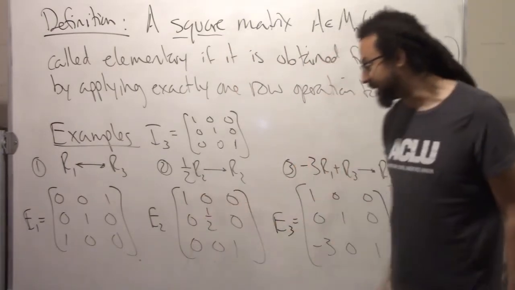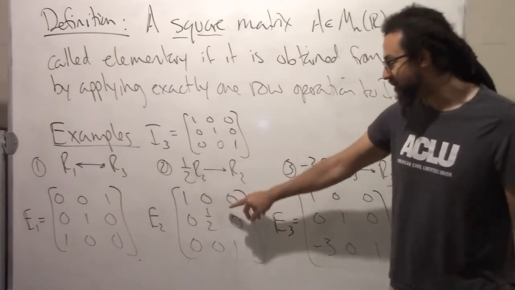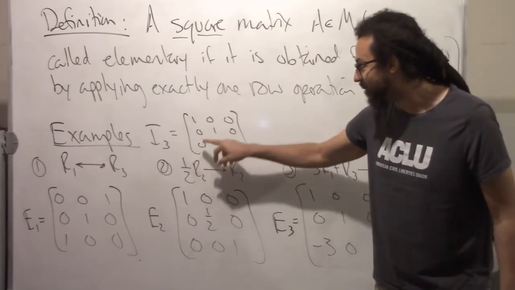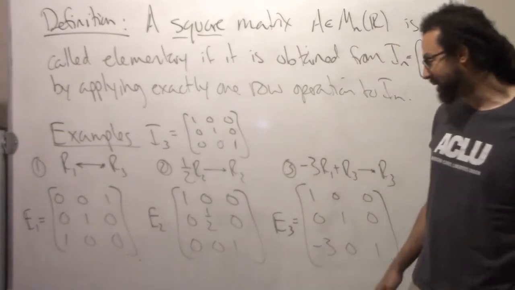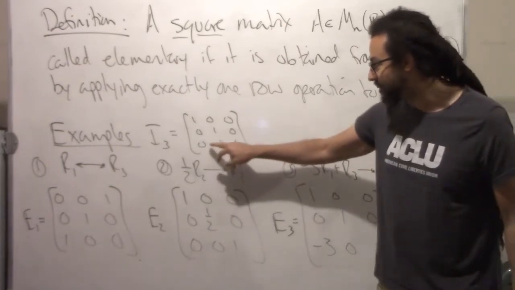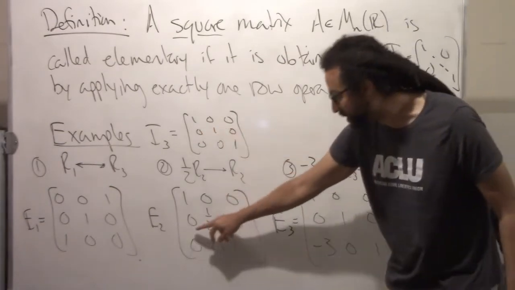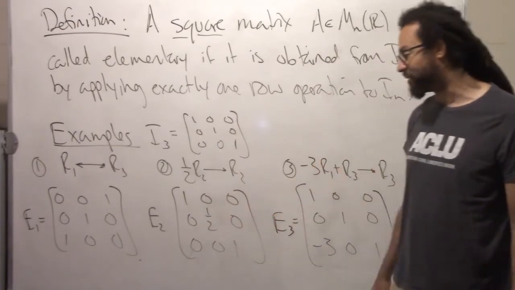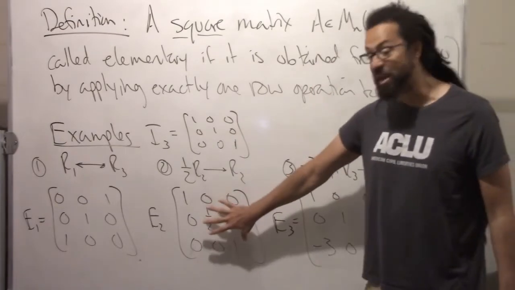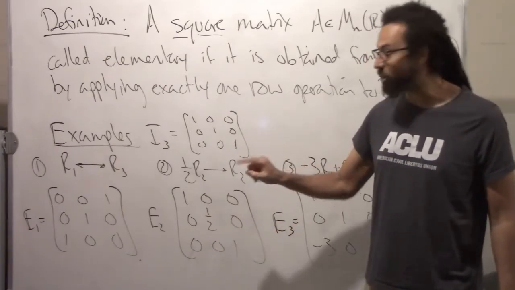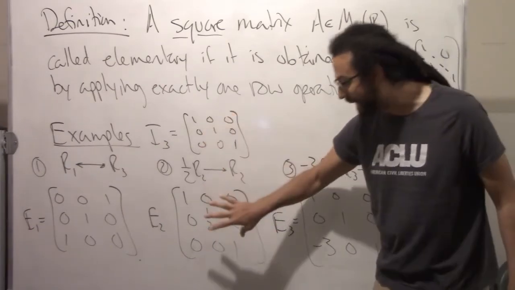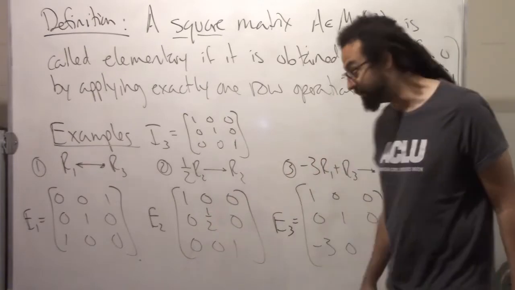So here's another elementary matrix. What does it do? We're going to take 1/2 of row 2 and replace row 2 with that new result. So instead of writing 0, 1, 0, I just write 0, 1/2, 0. So this is another example of an elementary matrix because I applied exactly one row operation to I3 and I got this thing, call it E2.